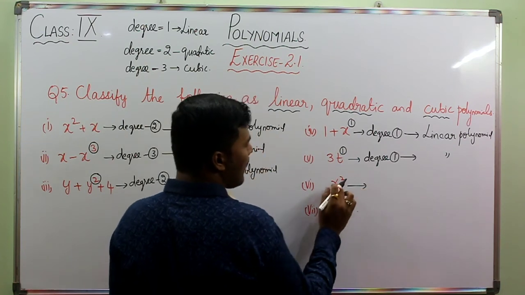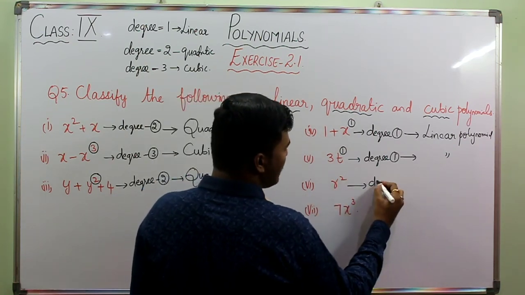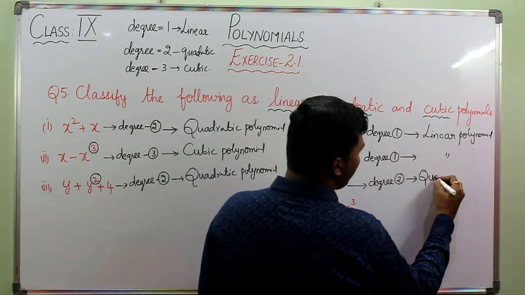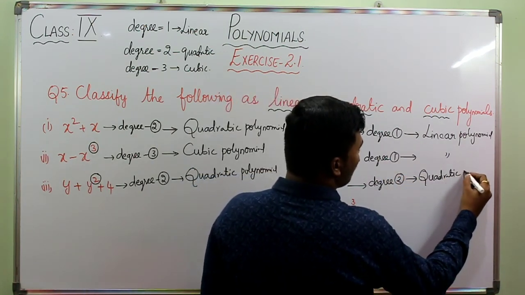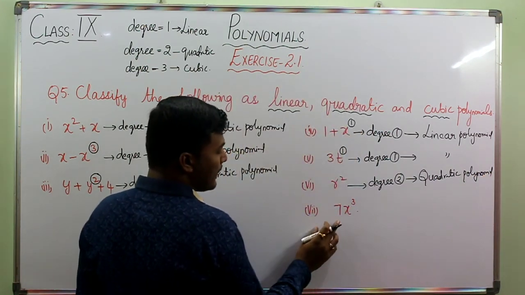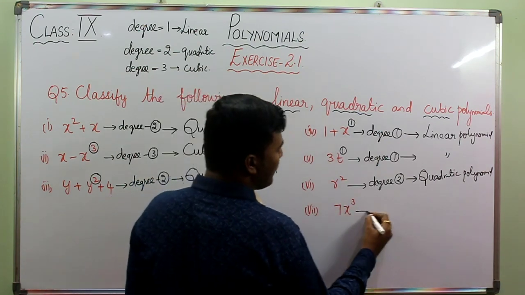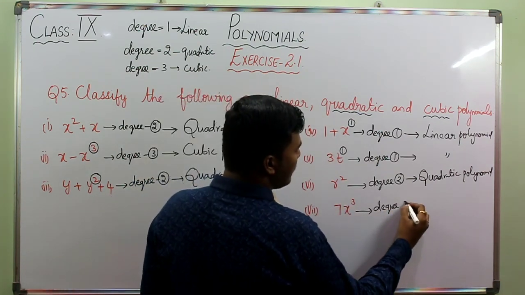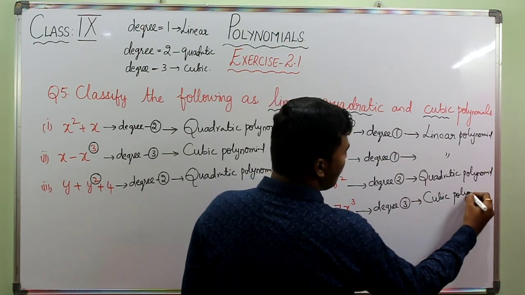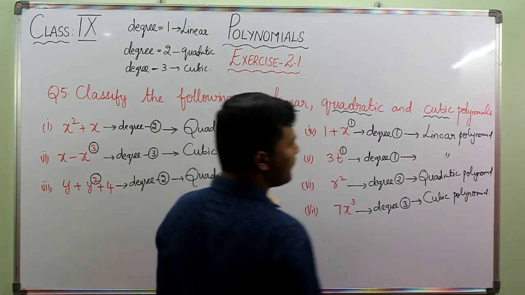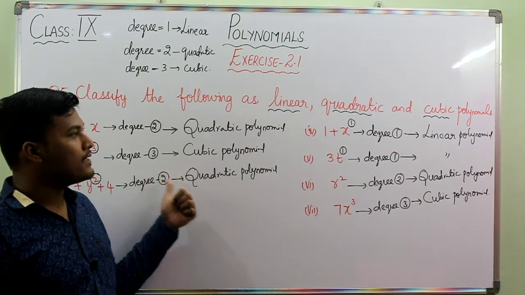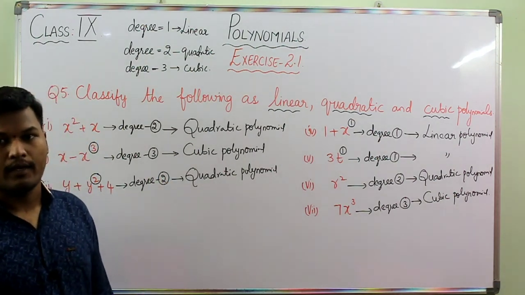The next one, r square. Power is 2, that is, degree is 2. If the degree is 2, it is called a quadratic polynomial. And the last one, that is 7x cube. Degree is 3. Hence it is called a cubic polynomial. This is how we classify the polynomials based on their degrees.